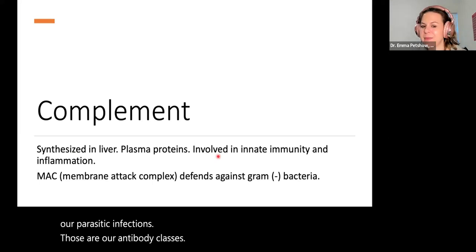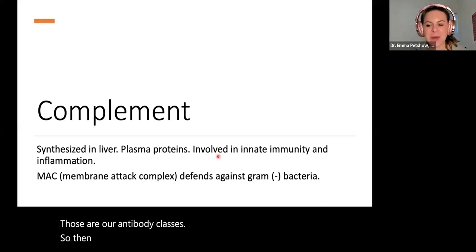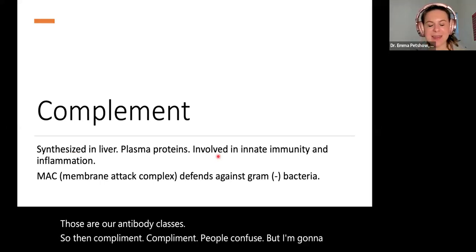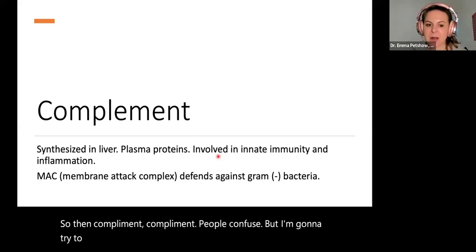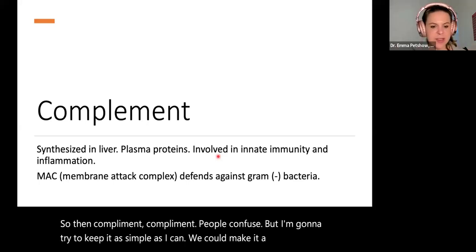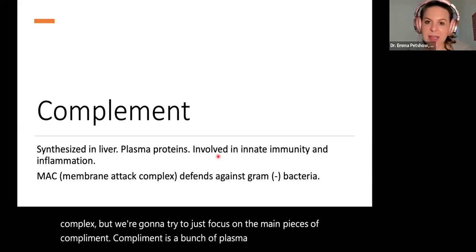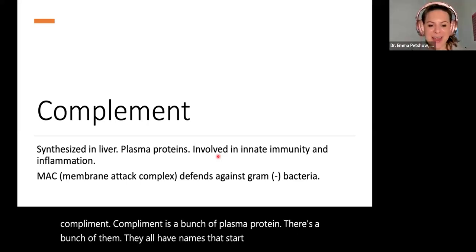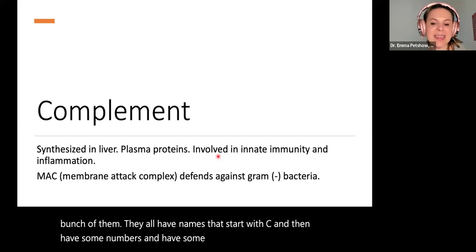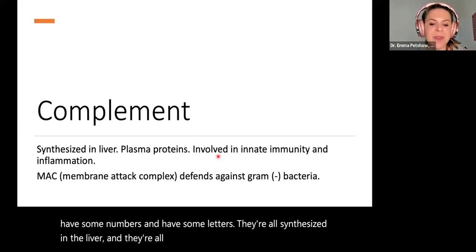Okay. All right. So then complement. Complement people confuse, but I'm going to try to keep it as simple as I can. We could make it a lot more complex, but we're going to try to just focus on the main pieces of complement. Complement is a bunch of plasma proteins. There's a bunch of them. They all have names that start with C and then have some numbers and some letters. They're all synthesized in the liver, and they're all involved in innate immunity and inflammation.